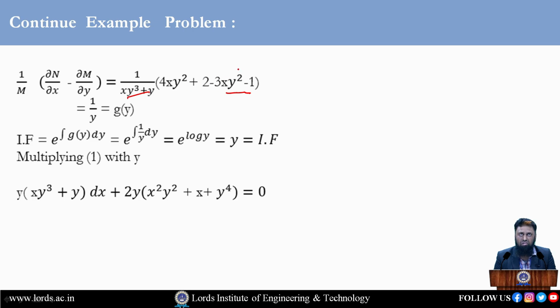Now simply cancelling, you get 2 here and 1 by y. So this is g of y, a function of y only. Then the integrating factor is e power integration of 1 by y dy. The integration of 1 by y is log y, and e power log y is y, so you get y as the integrating factor. Now multiply equation number 1 with the integrating factor y. So you get y into (xy cube plus y) dx plus 2y into (x square y square plus x plus y power 4) equal to 0.